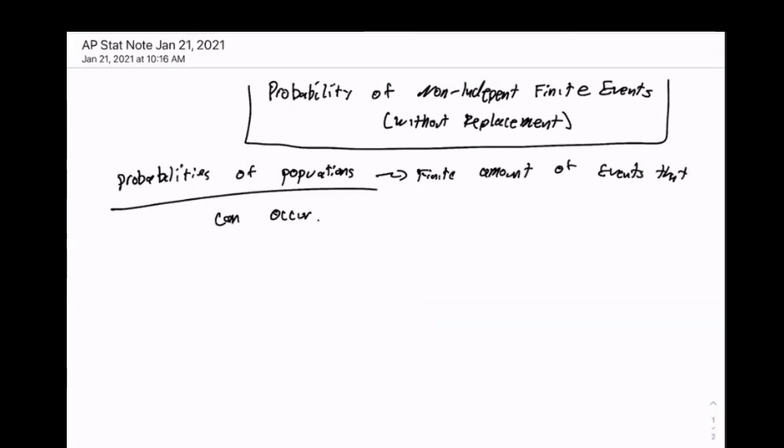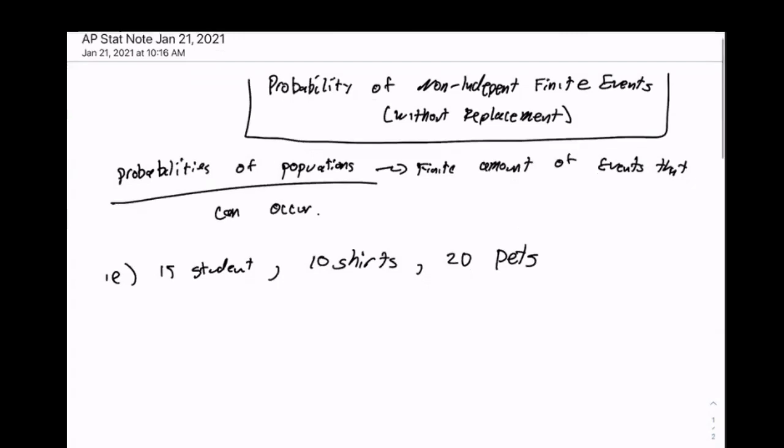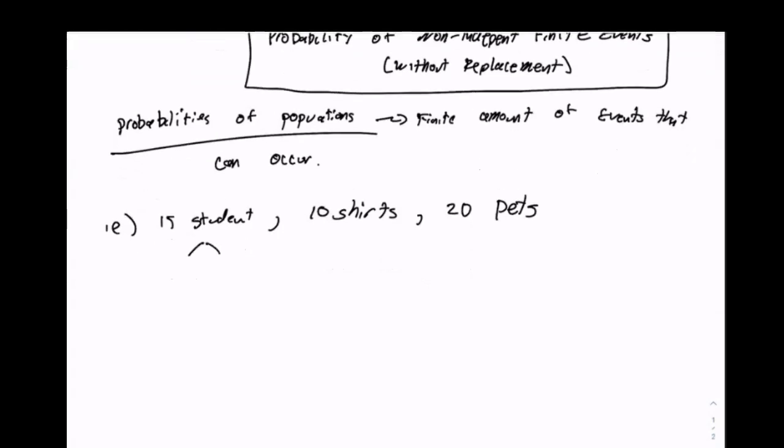So there might be, for example, 15 students. There might be 10 shirts, and you're seeing your homework. There might be 20 animals, pets. And the idea here is you're selecting from these, and the students might be male or female. You might have small, medium, large. You might have a cat or a dog, for example. And you're going to select from these.